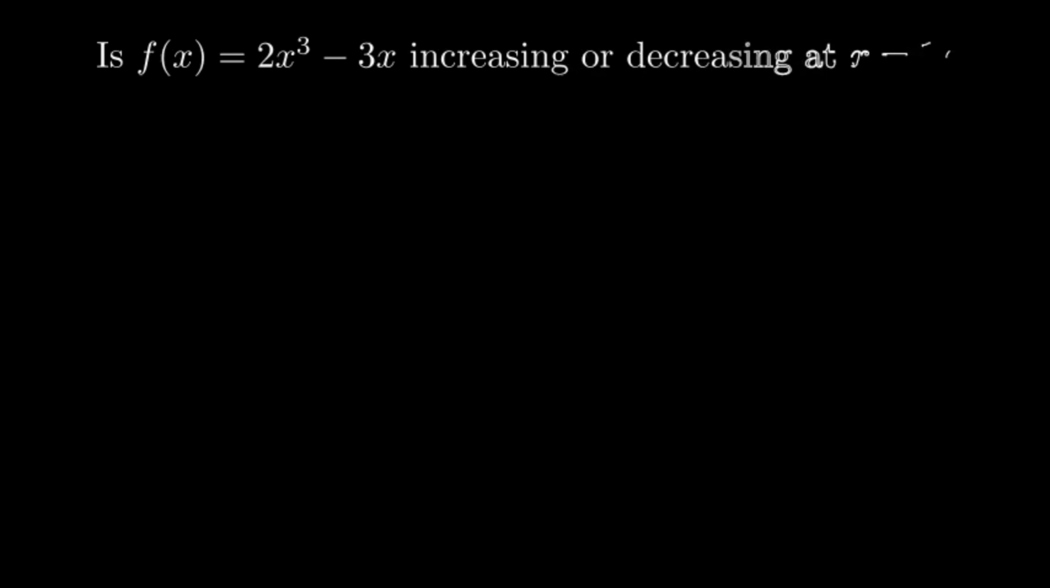Let's do one more check on this concept. Is the function f of x equals 2x cubed minus 3x increasing or decreasing at the specific point x equals 1? To answer this, we need to know the sign of the derivative at x equals 1. We don't care about the value of the function itself, only its gradient.